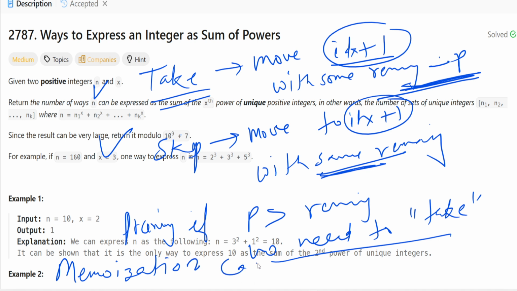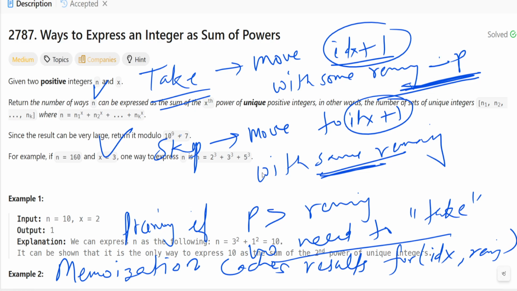So memoization will cache the data. What will it do? It will cache the result data, with the index and the remaining. So these repeated subtrees are reused again and again.